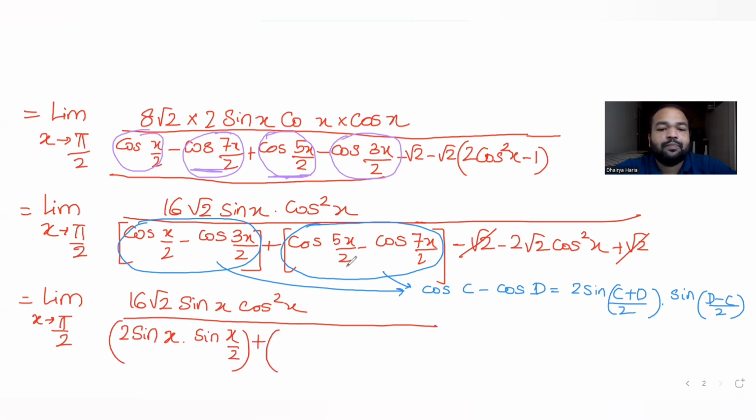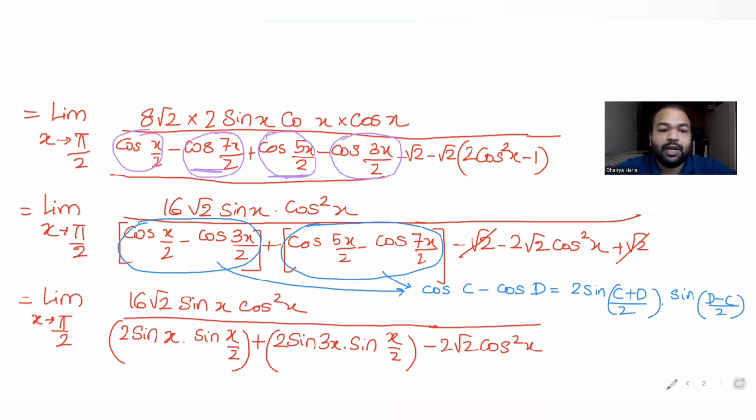Further, plus, again the same idea, cos of 5x by 2 minus cos of 7x by 2, I can again write it as 2 sine of 5x by 2 plus 7x by 2, that makes it 12x by 2, that is 6x divided by 2, so it makes it 3x. And sine of d minus c by 2, so d minus c, 7x by 2 minus 5x by 2 is 2x by 2, that is x, and it is x by 2 minus 2 root 2 cos square x. Right? Now let's understand how to solve this further.